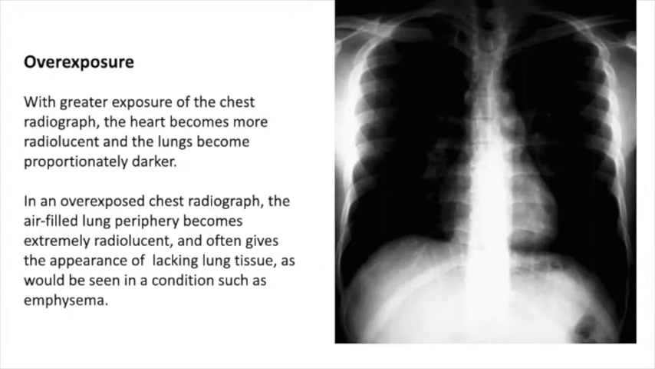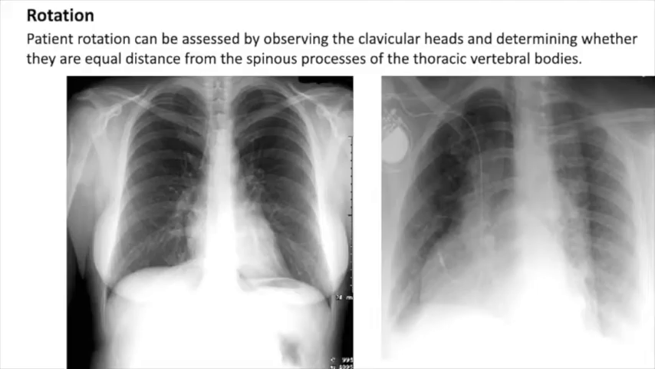Now overexposure is when the dose of radiation used was too high. In this case, the lungs become extremely radiolucent and often give the appearance of lacking lung tissue, similar to a condition we call emphysema. It's very important to know the exposure or the penetration quality.